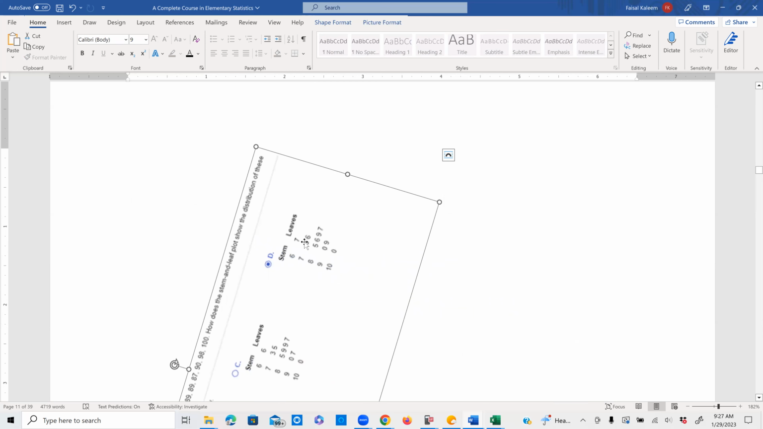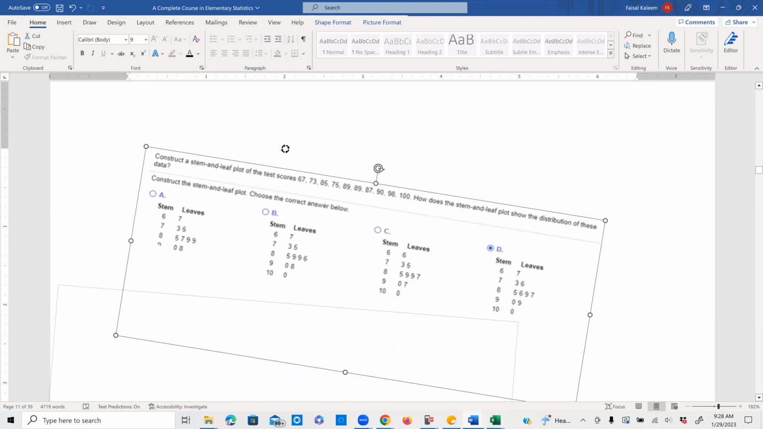So now we see that this is a symmetric distribution, because this was the starting point and this is the ending point. So even from a stem and leaf plot, you can see what the distribution looks like in shape.